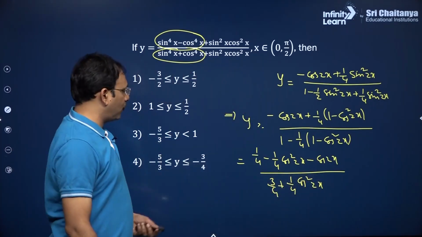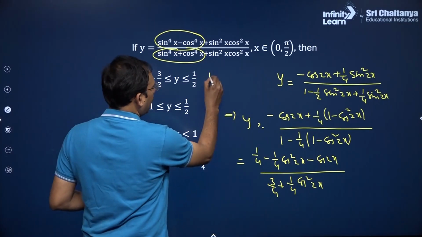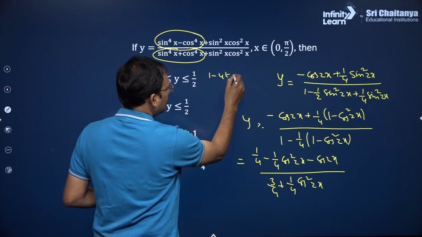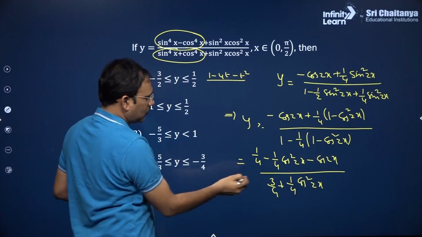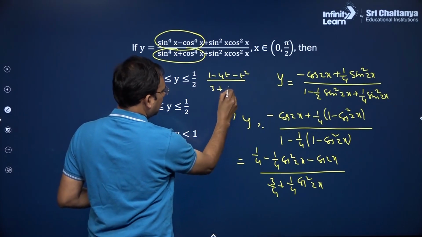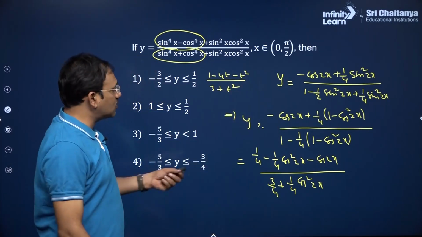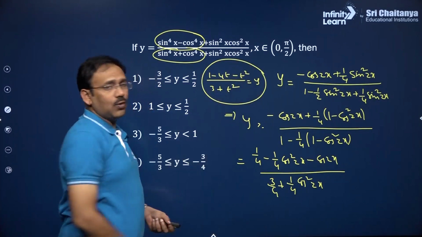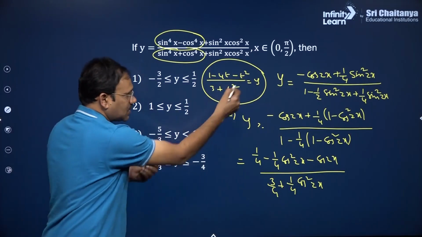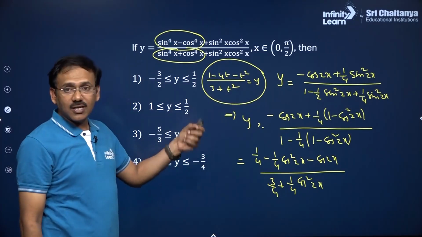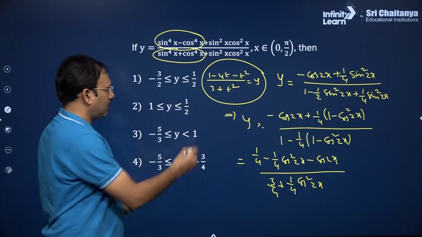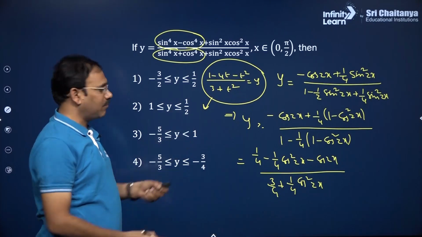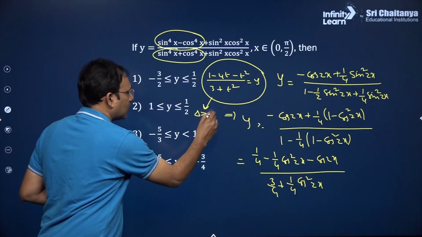You just multiply with 4, you are going to get 1 minus (4t minus t square) by (3 plus t square), where t is cos 2x. This is given as y, my dear friends. Now you know how to find the range of such an expression. You just multiply and prepare a quadratic equation in t. Simplify this, prepare a quadratic equation in t. Since t is a real number, just apply delta greater than or equal to 0.